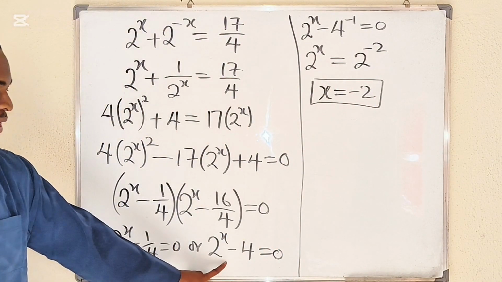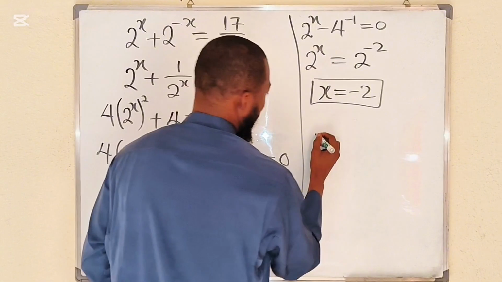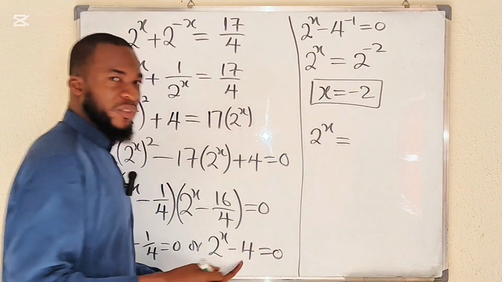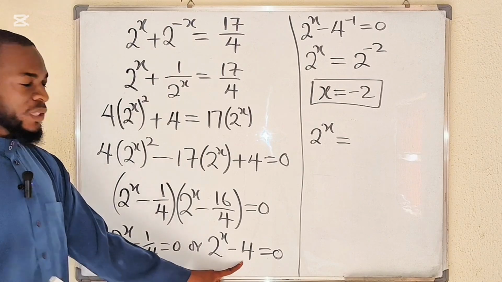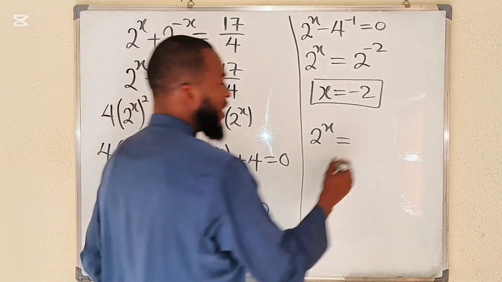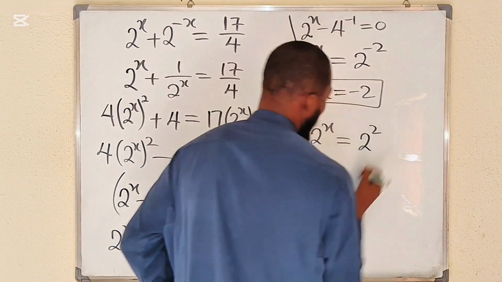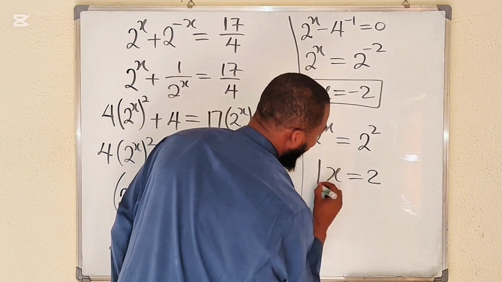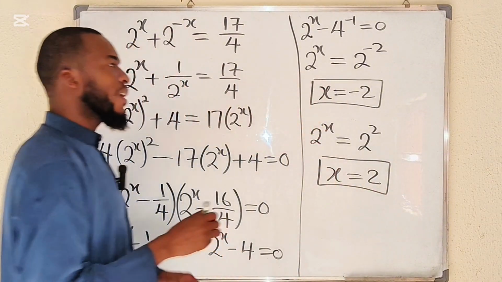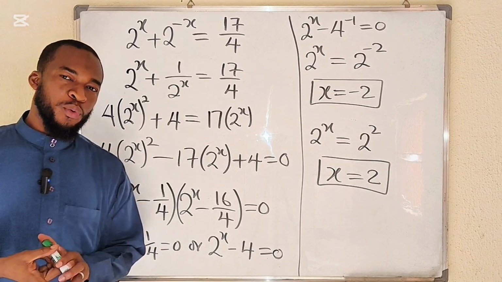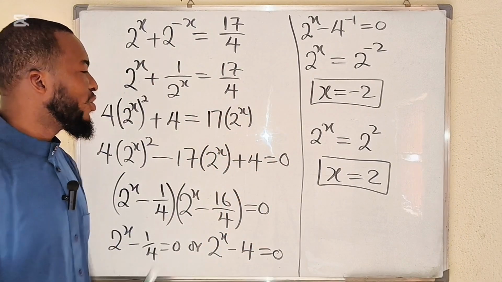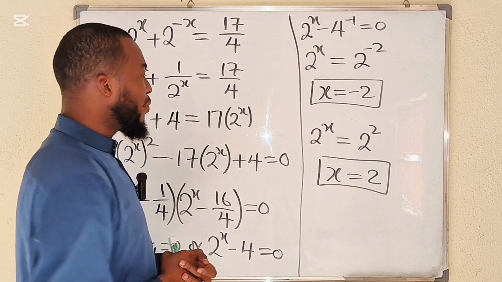Then we'll move down here. We have 2 to the power of x equals, as this crosses over, it becomes positive 4. But that 4 can be written as 2 squared. And hence, x equals 2. So we have two solutions. x could either be negative 2 or positive 2. But I want you to test them in the main equation to see whether this is true or not.